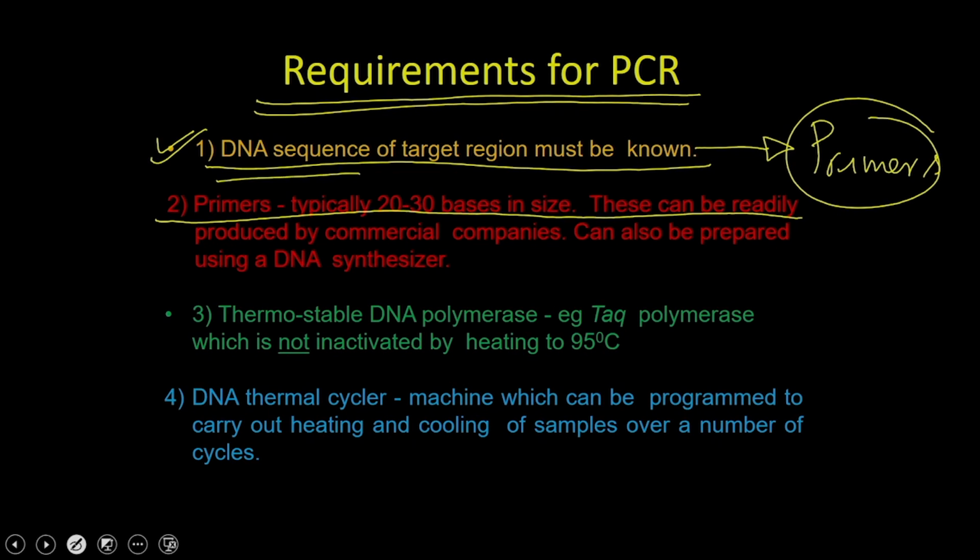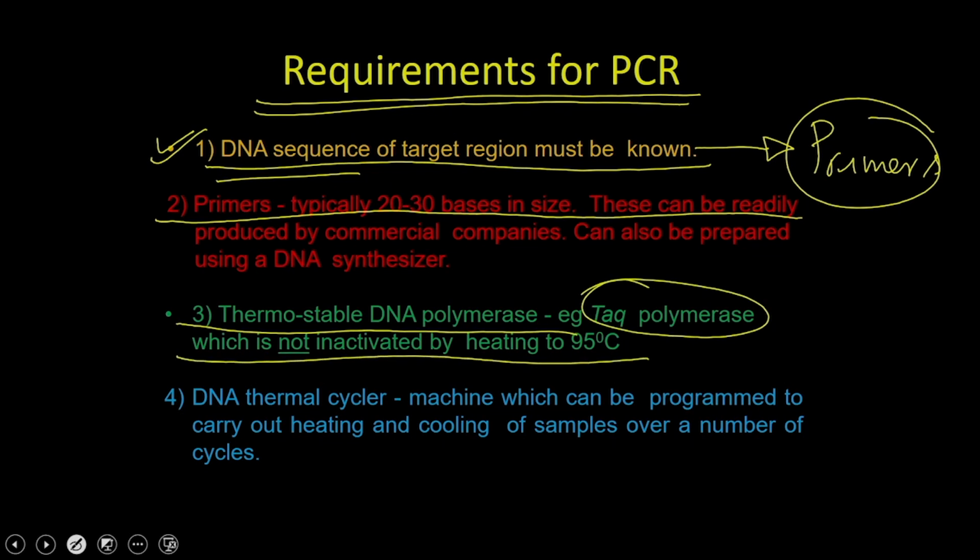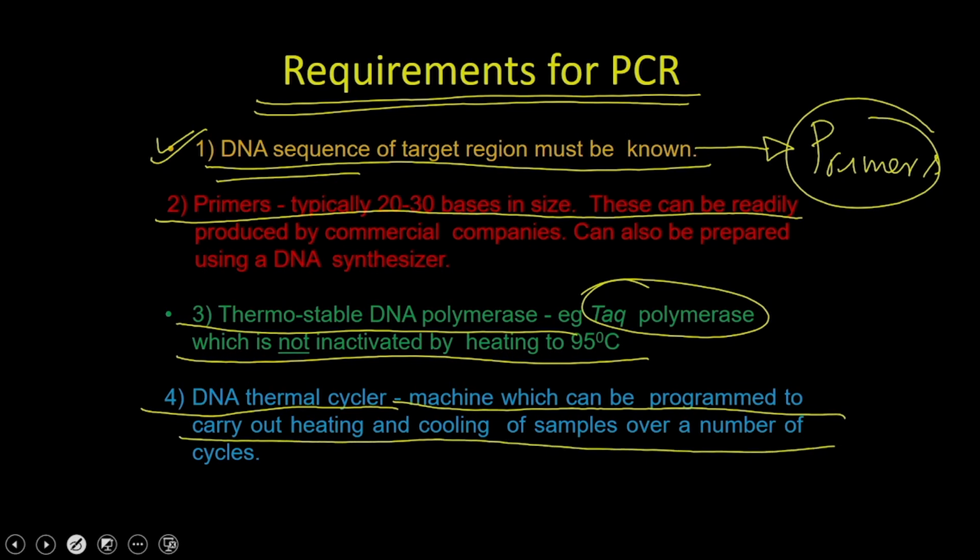Then you require a thermostable DNA polymerase, for example the Taq DNA polymerase, which is not inactivated by heating at 95 degrees Celsius, and then you require a thermal cycler, which is a machine programmed to carry out the heating and cooling of the sample over a number of cycles. And with this I would like to conclude my lecture here.